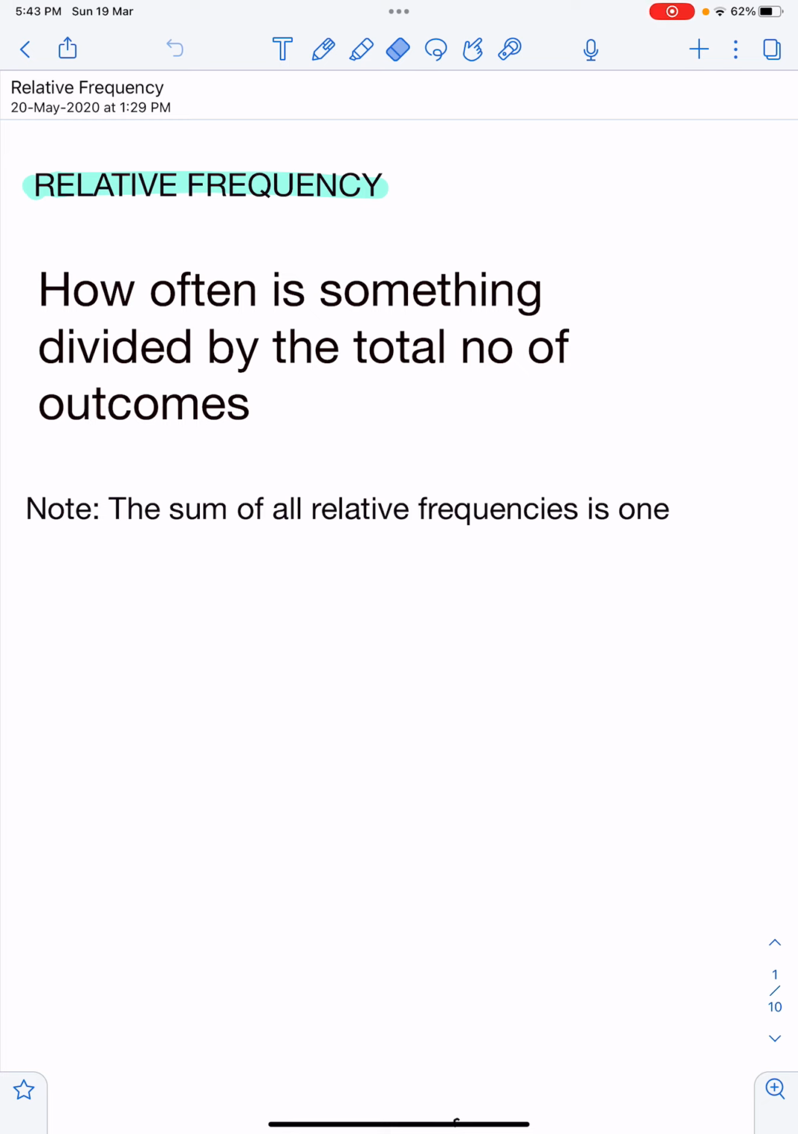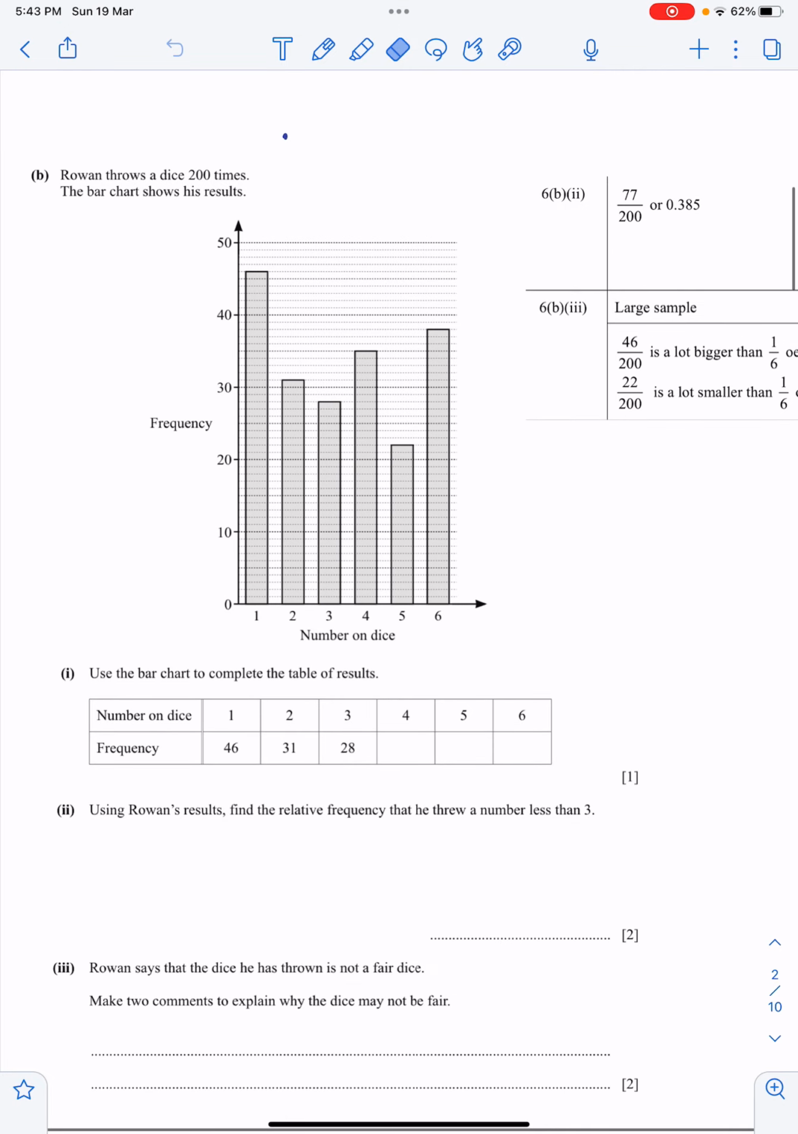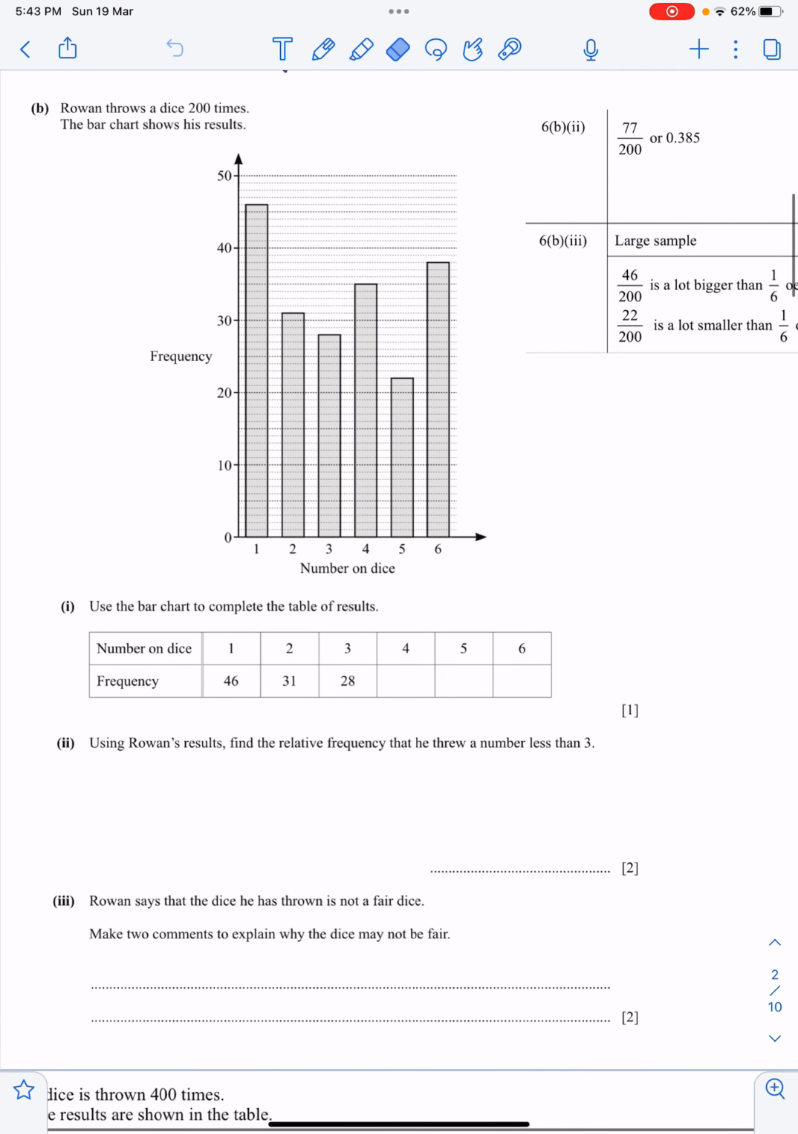What is relative frequency? It is how often something is happening divided by the total number of possible outcomes. I'm going to explain it to you with an example. Always remember this point: the sum of all the relative frequencies is always 1. Okay, starting with this question.